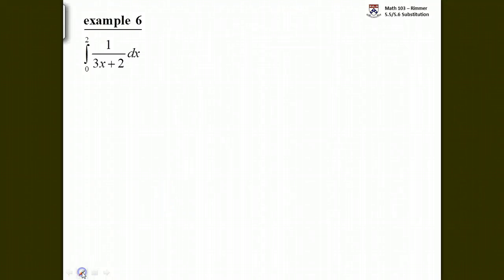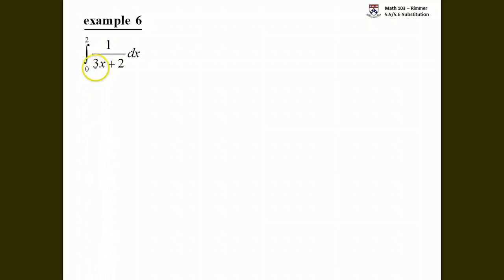I'm going to find the area under the curve of 1 over 3x plus 2 between 0 and 2. This function is discontinuous at x equals negative 2/3. What you should do is just check to see if possibly the denominator is 0 at either of your limits of integration or somewhere in between these two numbers.